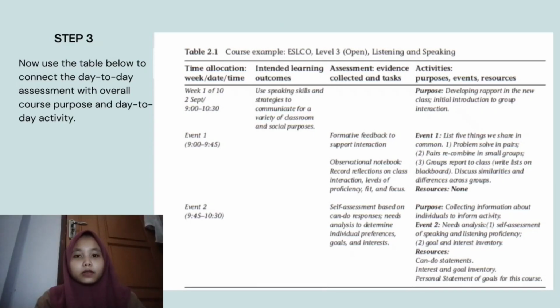The last step, Step 3, is to now use the table below to connect day-to-day assessment with overall course purpose and day-to-day activity. You can use Table 2.1 as the example to follow.